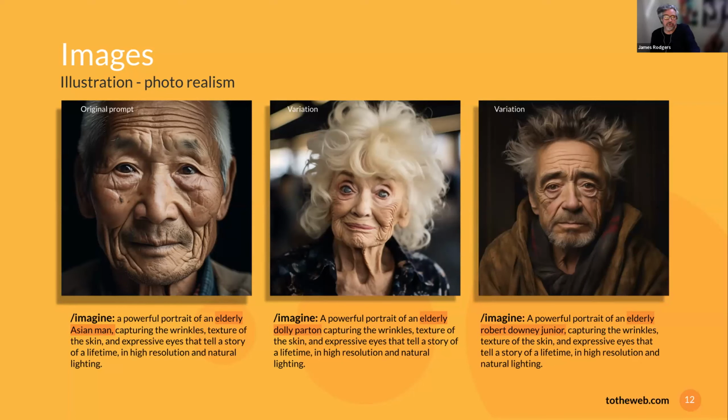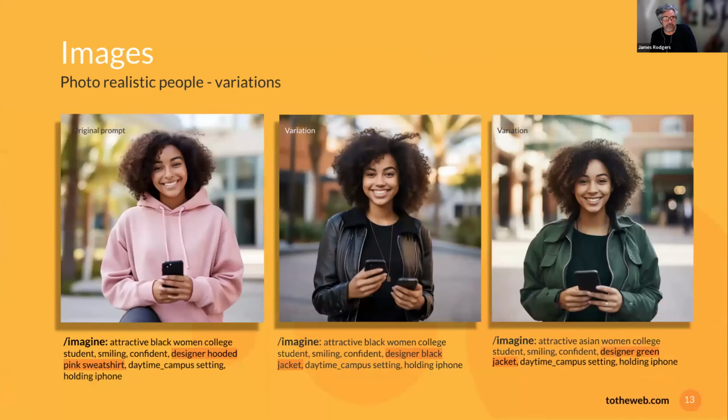So the next one over in the middle, all I changed was elderly Dolly Parton. And then the one on the right, I changed to elderly Robert Downey Jr. And it's amazing. It looks pretty much like Dolly Parton, and it's the same prompt, but this is what you get by just changing one word, a few words.